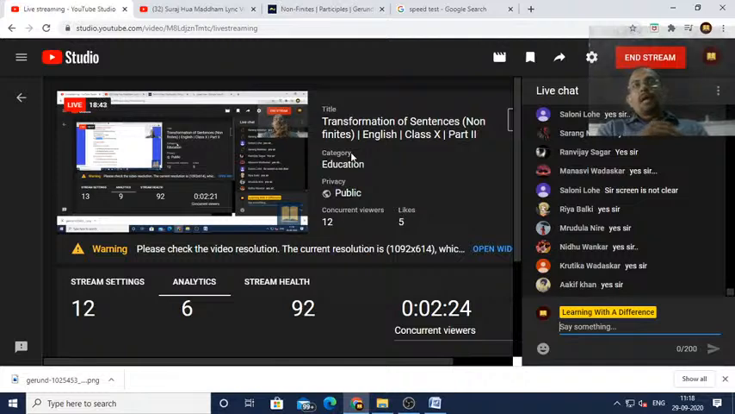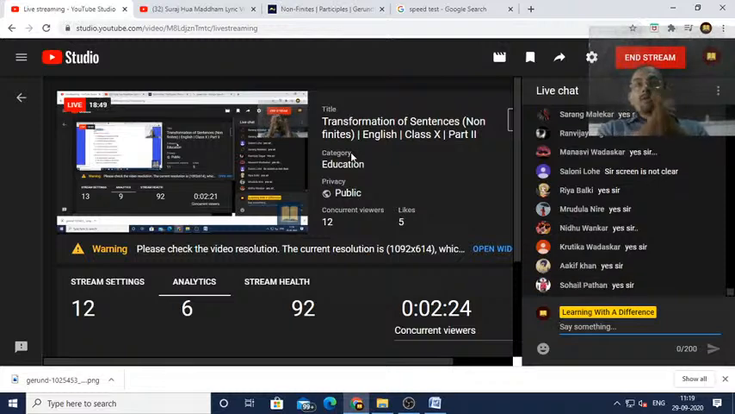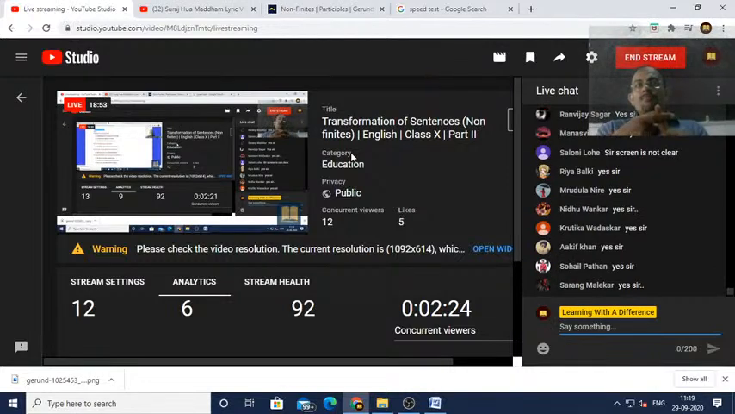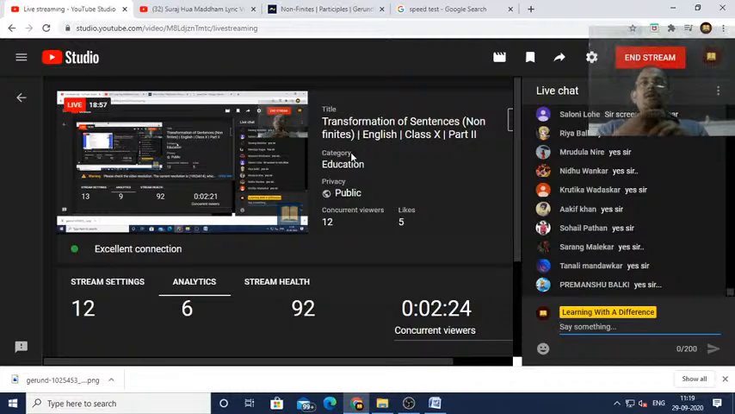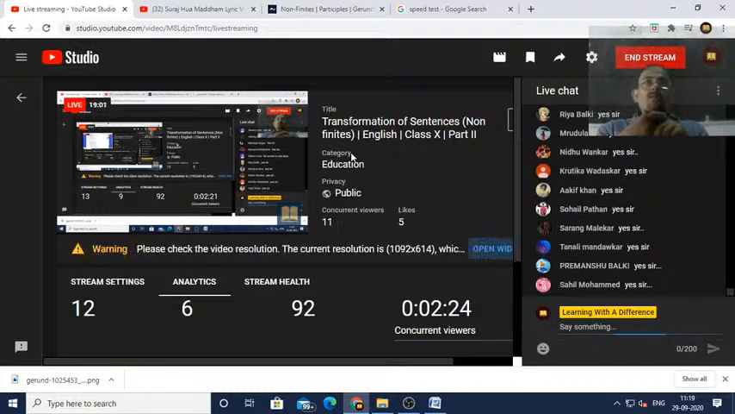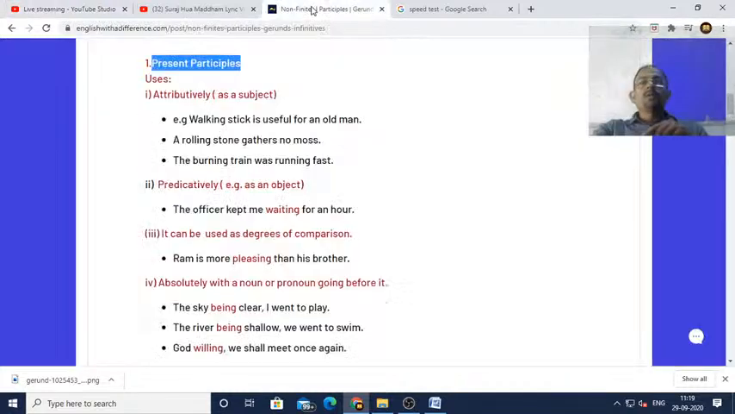So now let me explain to you the usage of present participle so that you do not get confused with the gerund. By seeing the function of present participle in the sentence, you shall be able to identify which one is present participle and which one is gerund. So let's go through the uses of present participle.